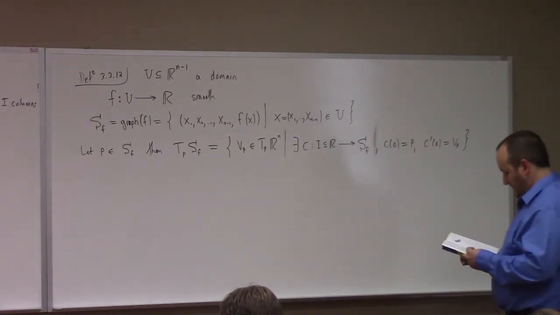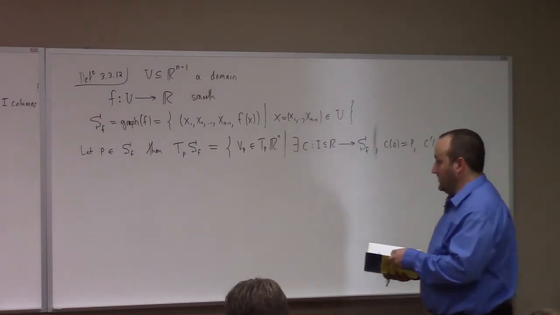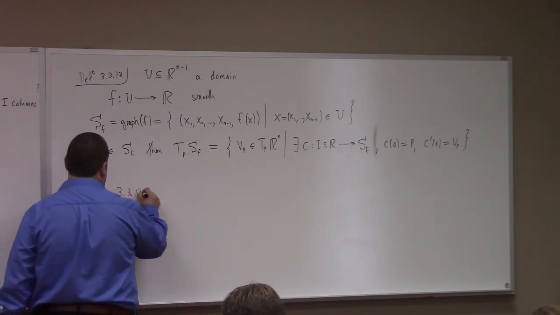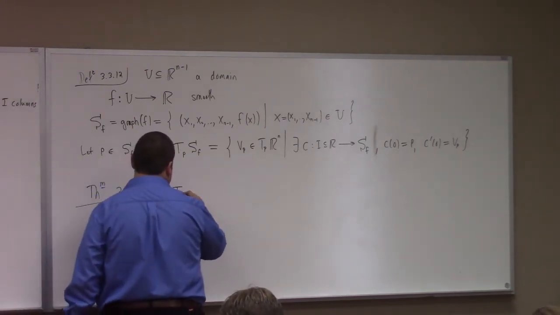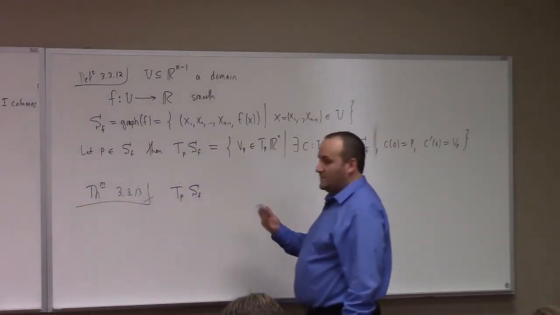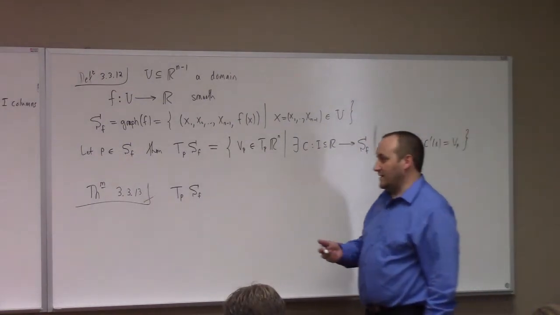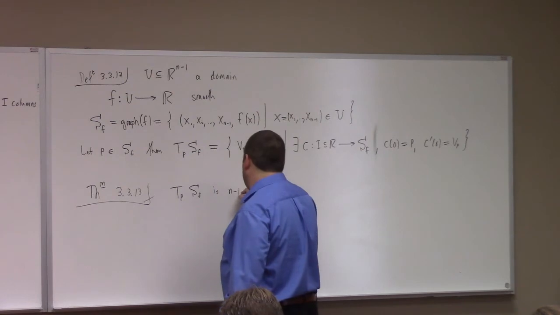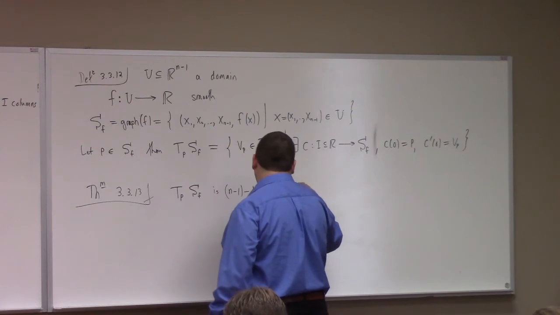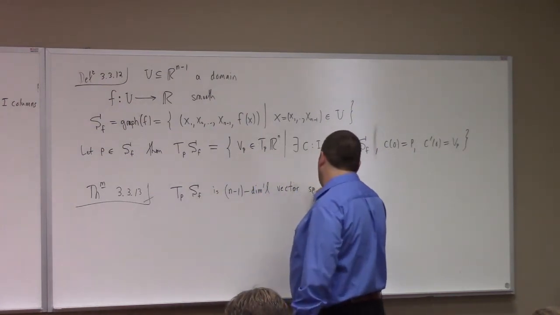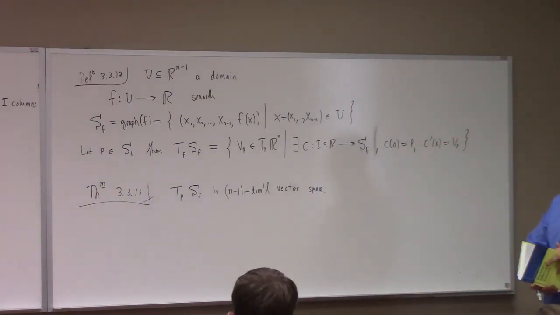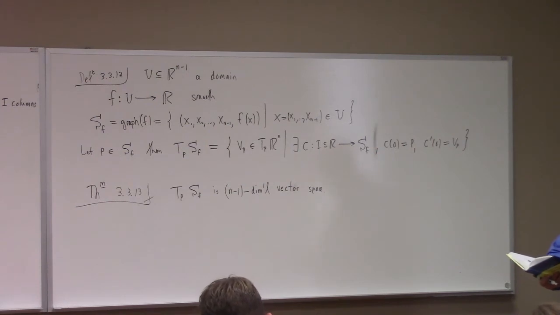And then the theorem he proves shortly thereafter, theorem 3.3.13, what's he have? He has that the tangent space to a graph is in fact a vector space, and it's an (n-1)-dimensional vector space. All right.